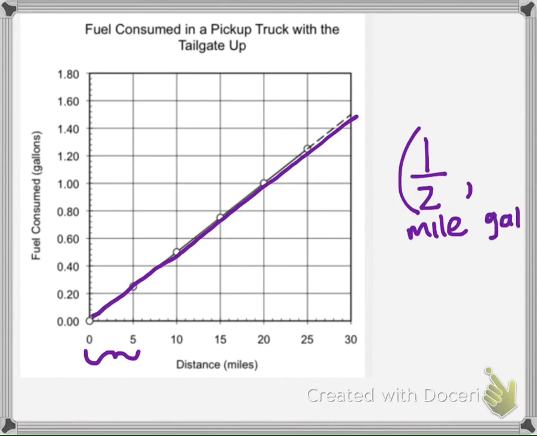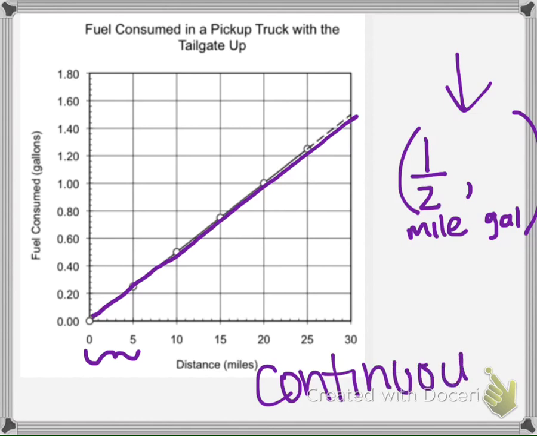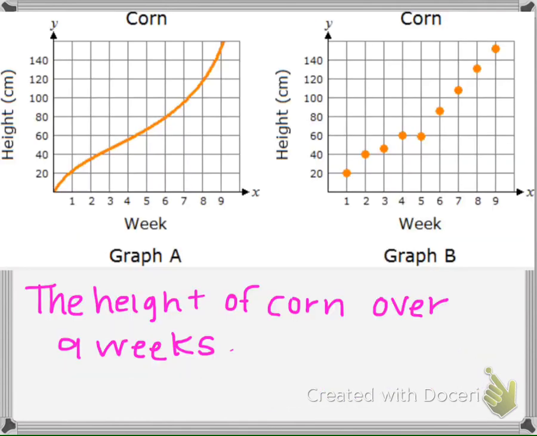And if you drive a half a mile, it will consume gallons of gas. So because we want to include even the fractional parts, it is possible to drive a half a mile. And when you drive half a mile, it will consume gas. So because we want to include even points like this, that is why this is continuous. And we're going to connect our data points.